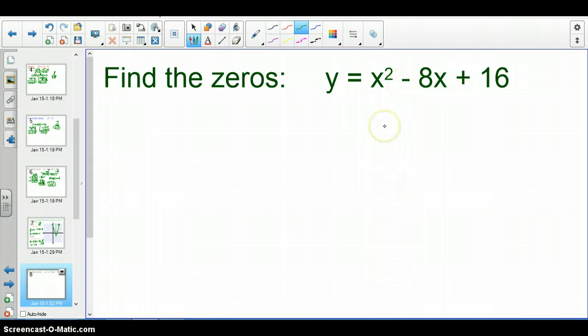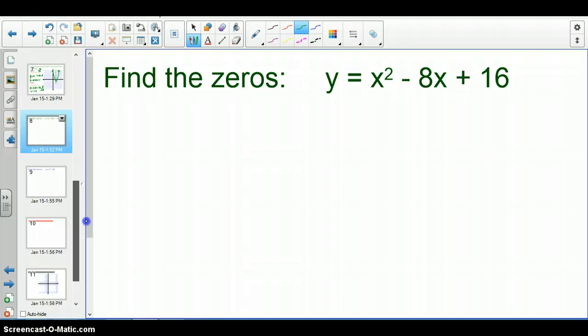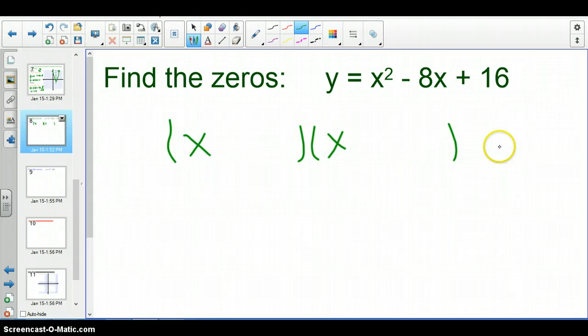Alright, last one here, and then if you want to see the rest of the examples, you will have to go and look at the notes that are filled out to get all of those. But this is the last one that I'm going to do in this video. So once again, we need to factor this. So you can go ahead and fill in your x's right away. Now we need factors of 16 that when added get us negative 8.